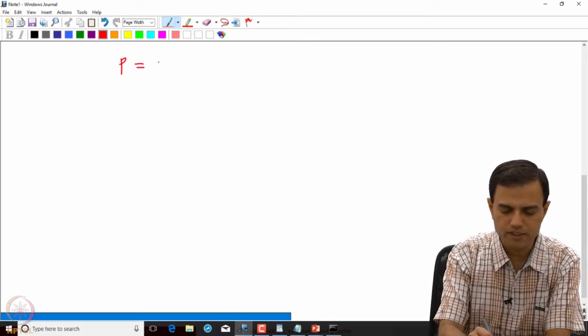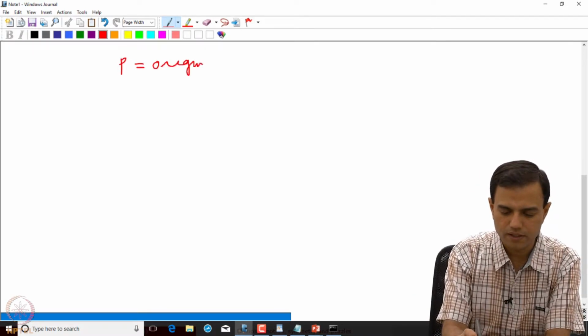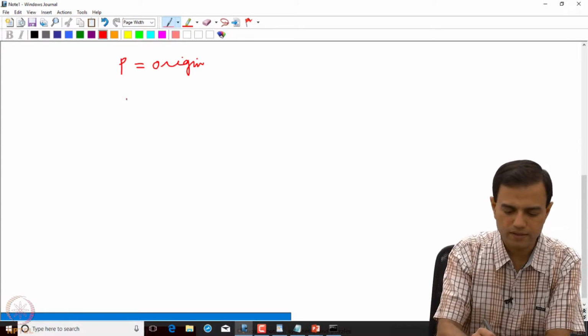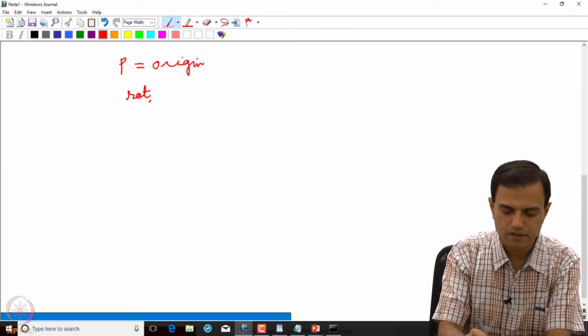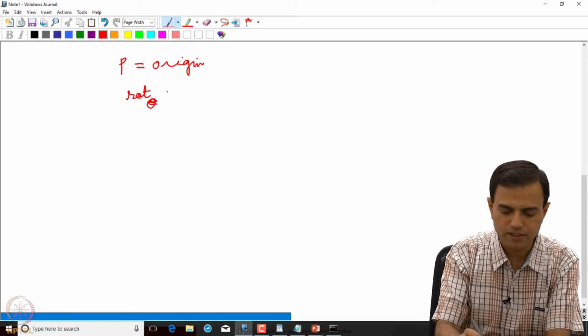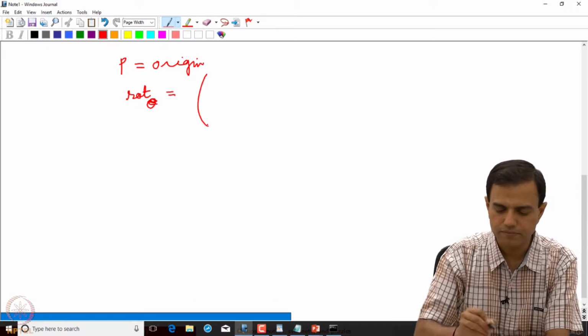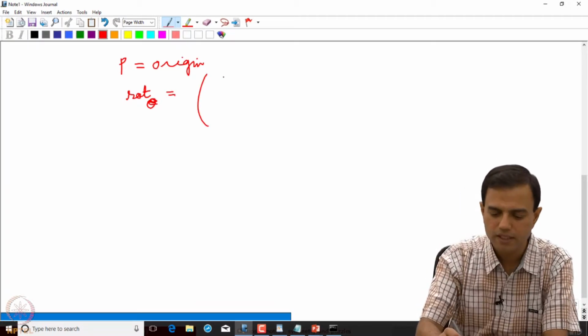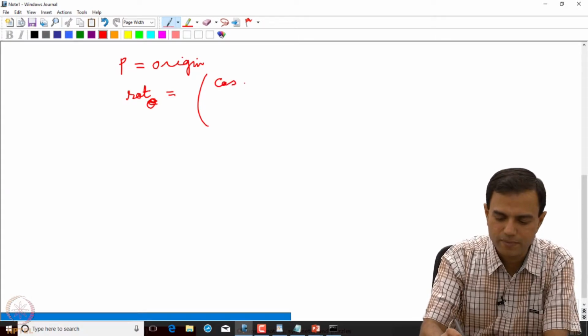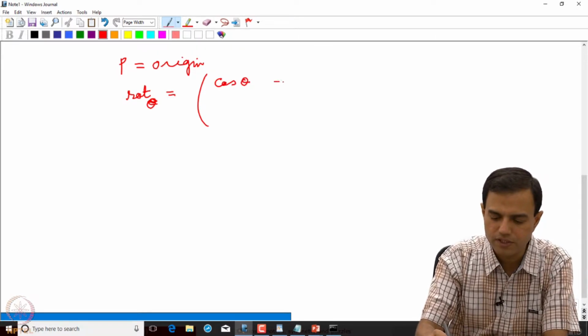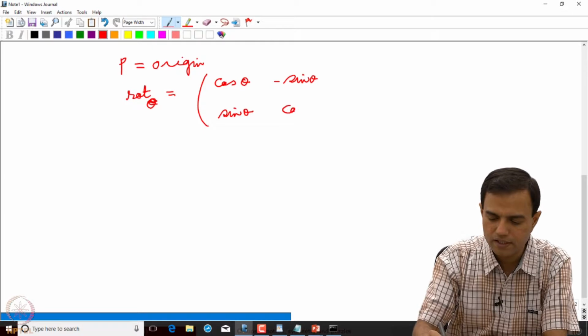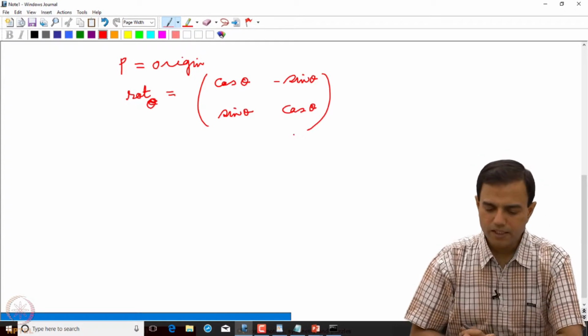So if P is origin, then rotation matrix, rotation by theta, is having a very nice expression. It is equivalent to just multiplication by this matrix: cos theta, minus sin theta, sin theta, cos theta. So what is the meaning?